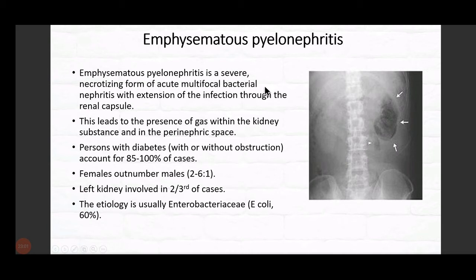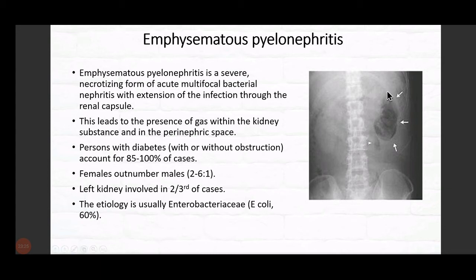The hallmark of this particular infection is that it is mostly found in patients with diabetes or immunocompromised patients. For unknown reasons, it has been found more in females. And again, for unknown reasons, two thirds of the cases are present on the left side. The usual bacterium is E. coli, which is found in 60% of the cases, but it can again be a mixture of organisms.